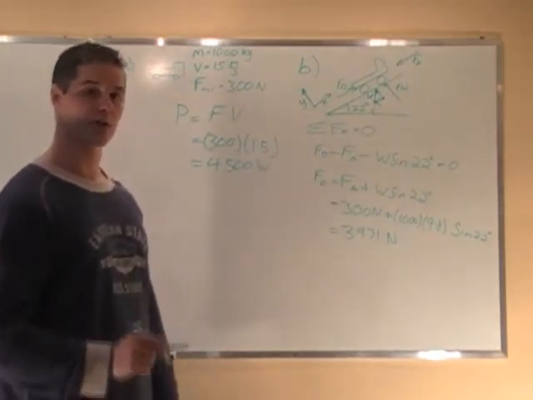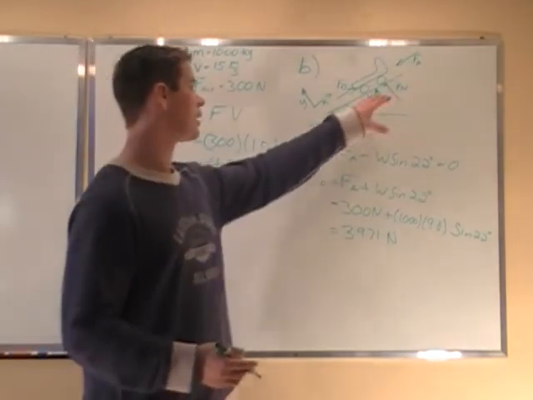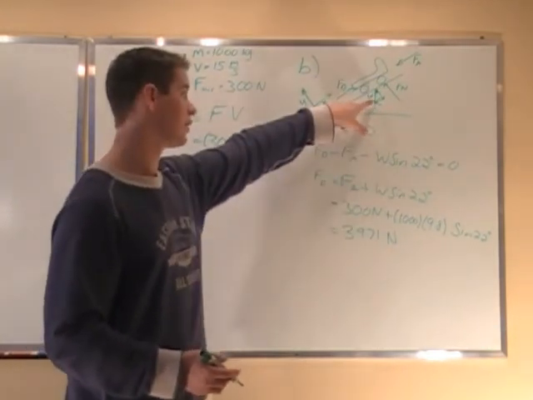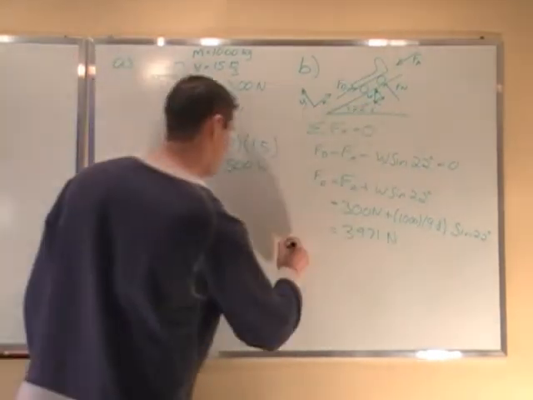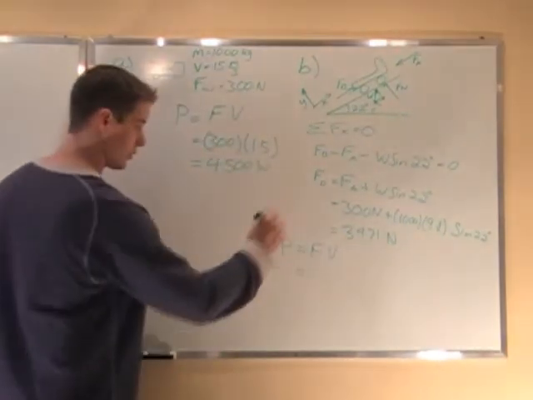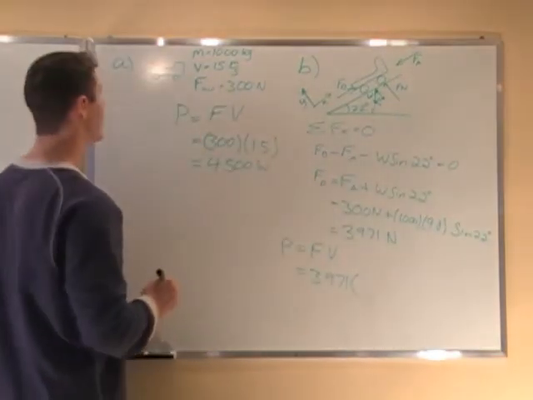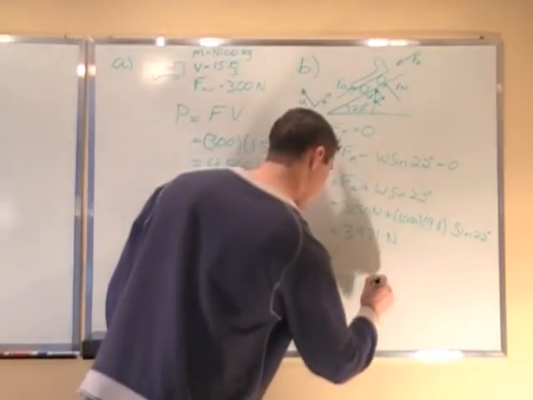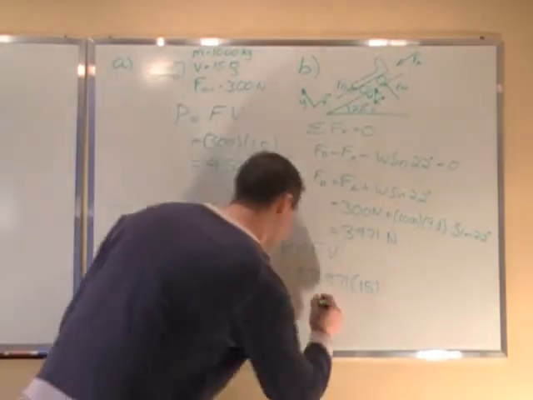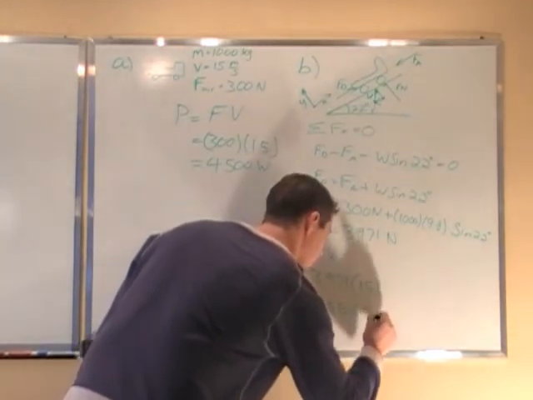That's not our final answer because we're looking for the power. Now that we know the force to overcome both the air resistance and the weight, because what we're basically overcoming now is the weight. Power, again, is force times velocity. The force is 3971. The velocity is 15. Gives us a power of 59,565 watts.